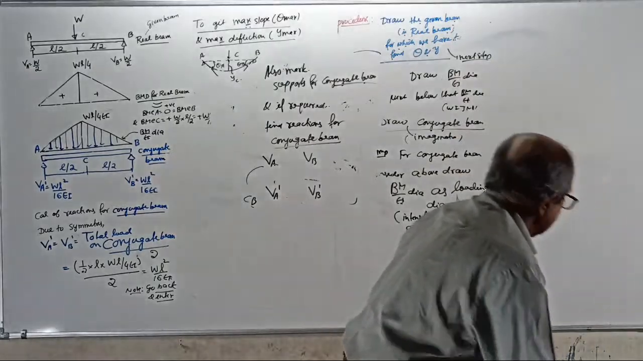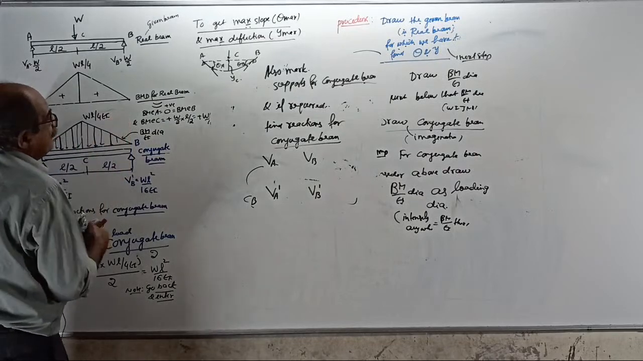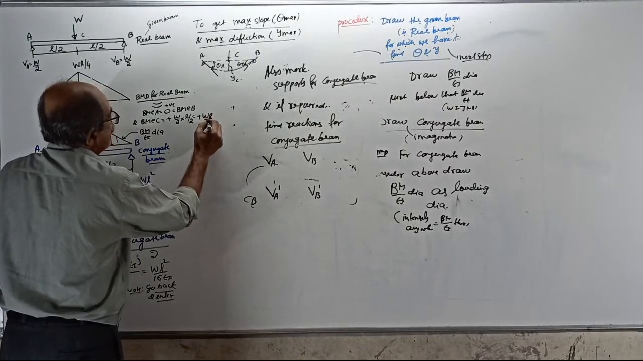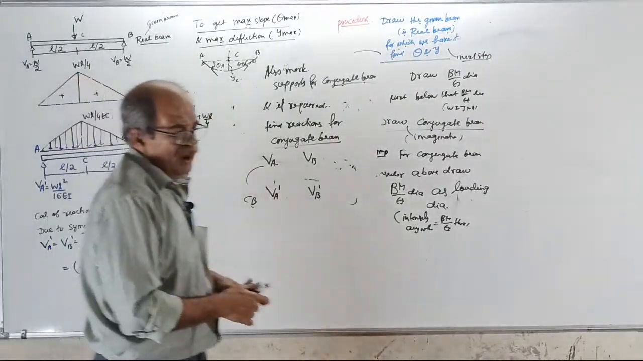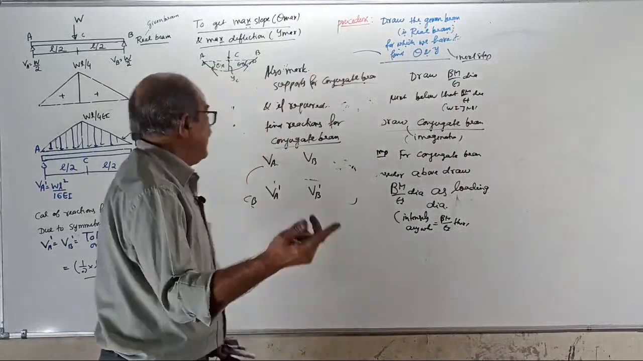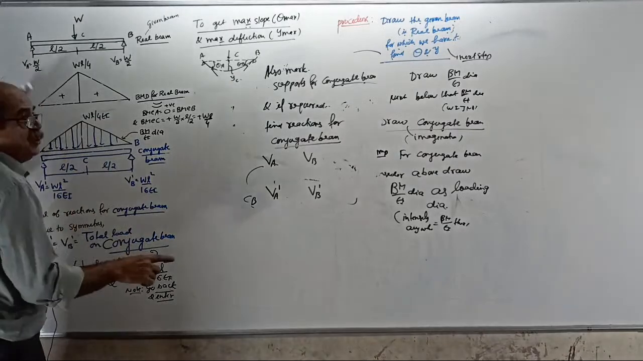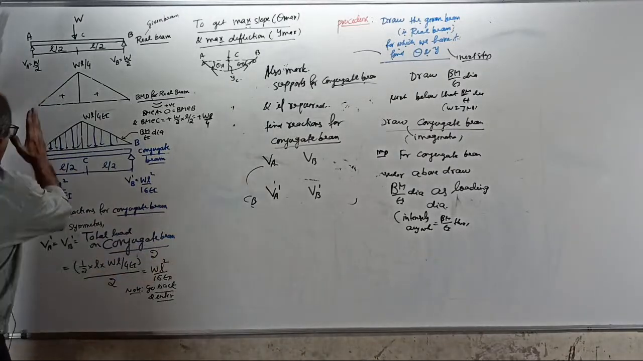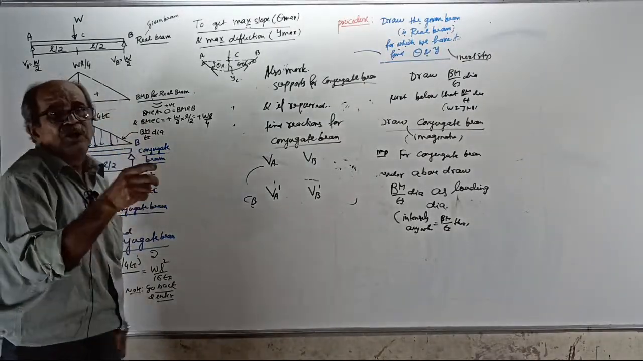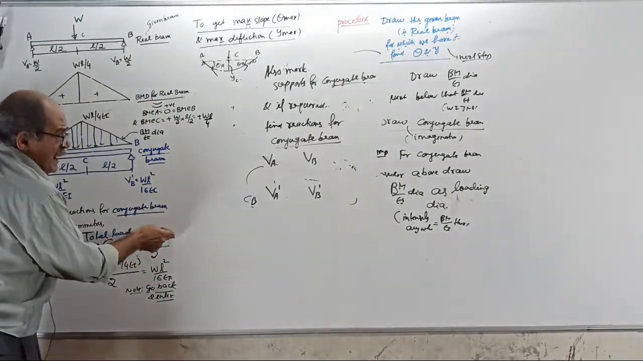Okay, start. Now tell me, is this loading symmetrical or unsymmetrical? Symmetrical. So directly write, for the calculation of reactions for the conjugate beam, due to symmetry, VA dash equal to VB dash equal to total load on the conjugate beam by 2.